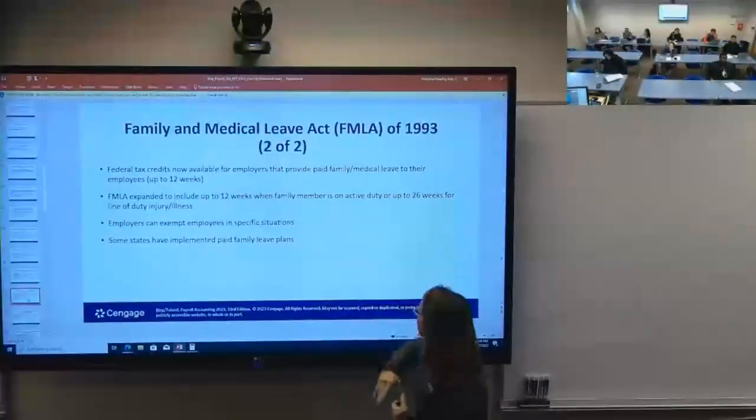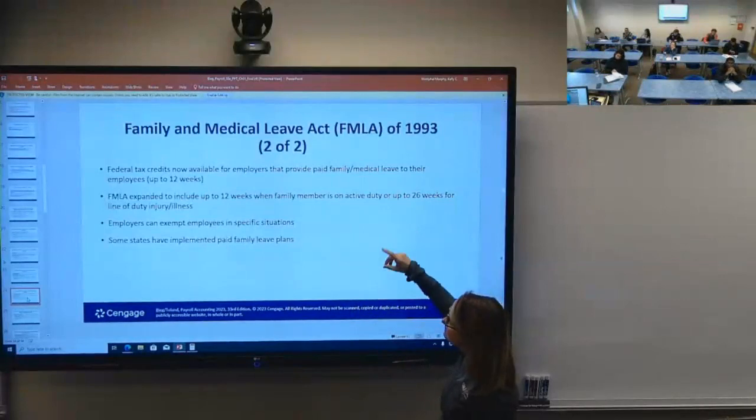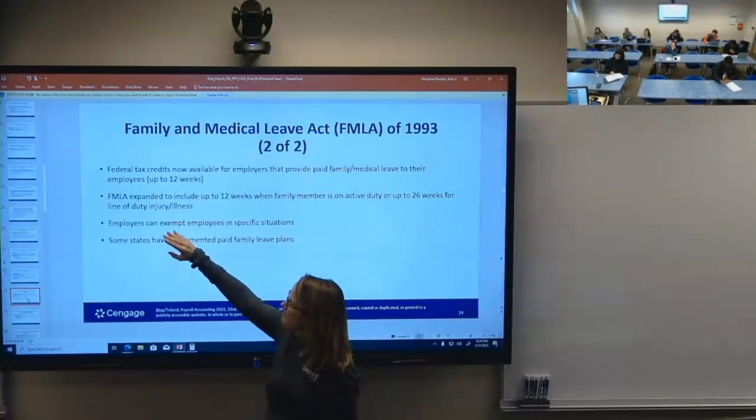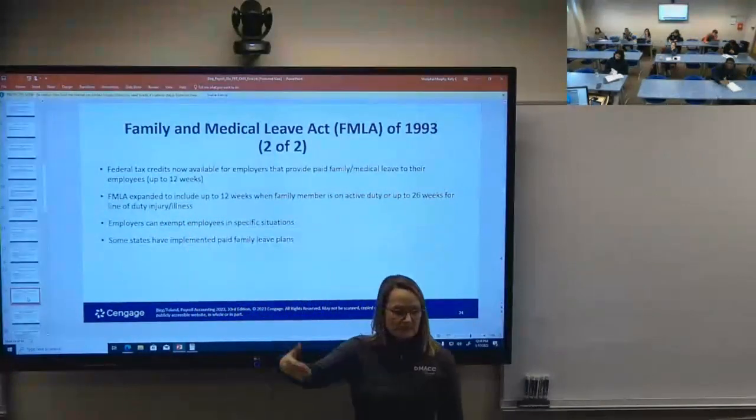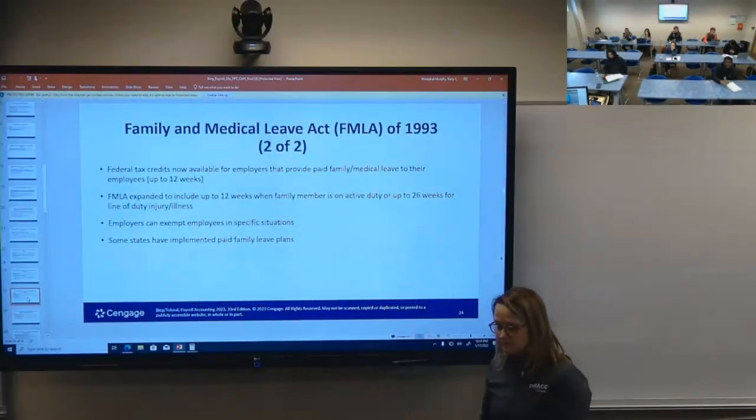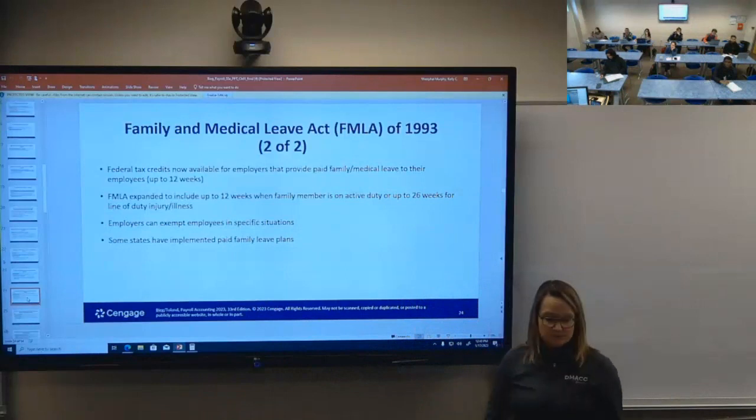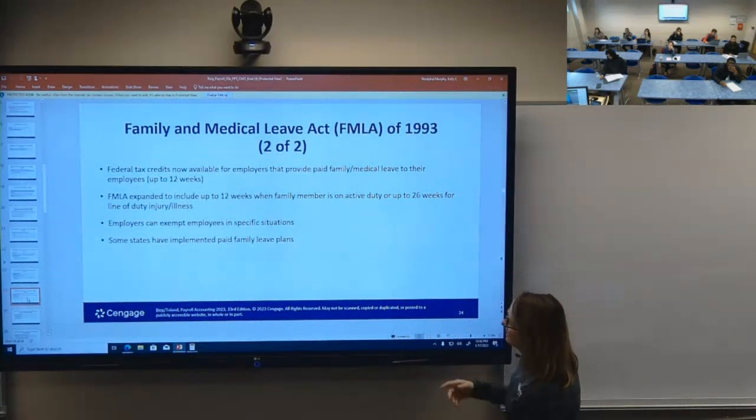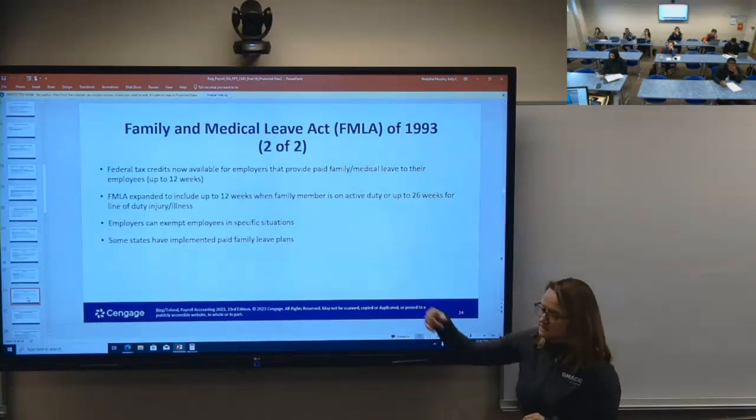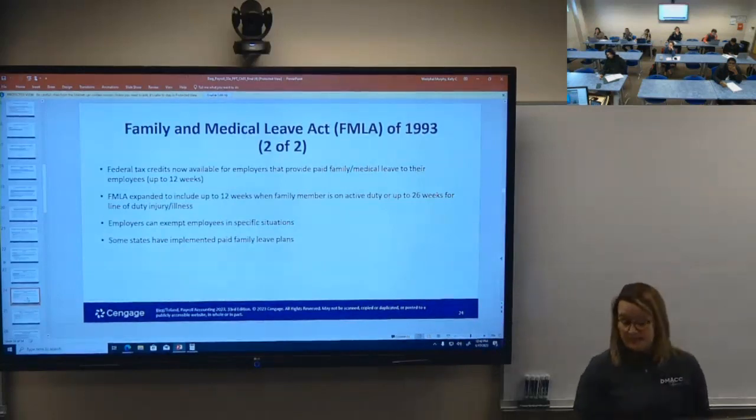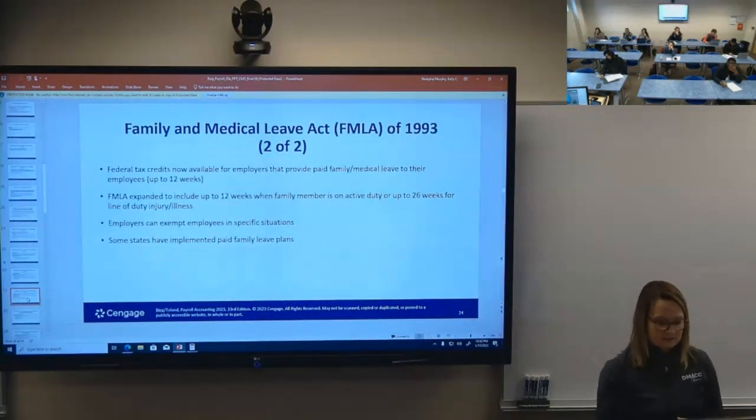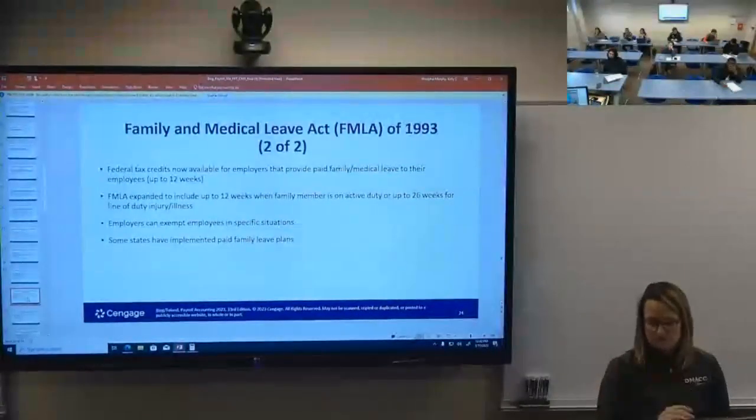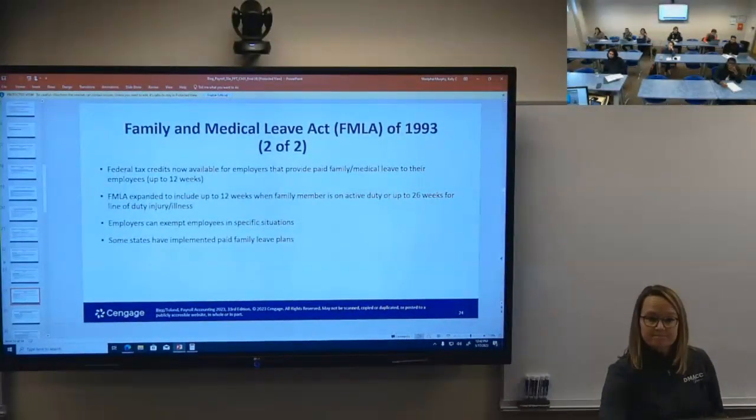If the family member is on active duty, leave can be up to 26 weeks, or for any injury or illness in the line of duty. So if you're in the military and you become injured, or your spouse is in the military and becomes injured, that leave then goes up to 26 weeks. There are some exemptions to it. We're not going to go through the details of that, but like I said, some states have actually implemented some paid family leave plans. Mostly, I don't know if California does now, I believe Oregon, those West Coast states do that.